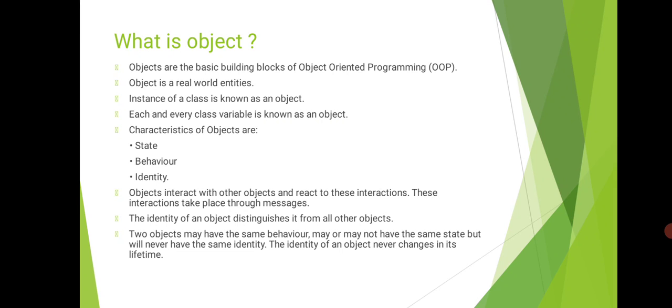Each data can be accessible within the class as well as using the class methods. So whatever you declared in the class, that is methods, through those methods you can access the data which are present in the class, right? So objects interact with other objects and react to their interaction. Their interaction takes place through messages.